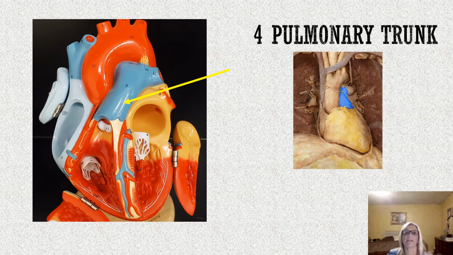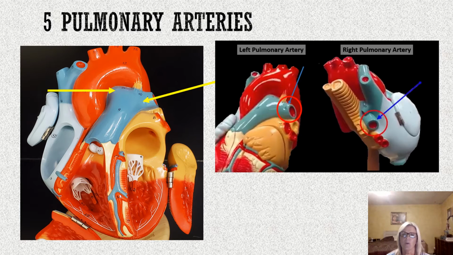Remember, an artery carries blood away from the heart. It's going to go through the valve into the pulmonary trunk and on out through the pulmonary arteries. Now, that is an exception there. So we have two exceptions: the pulmonary arteries and the pulmonary veins.